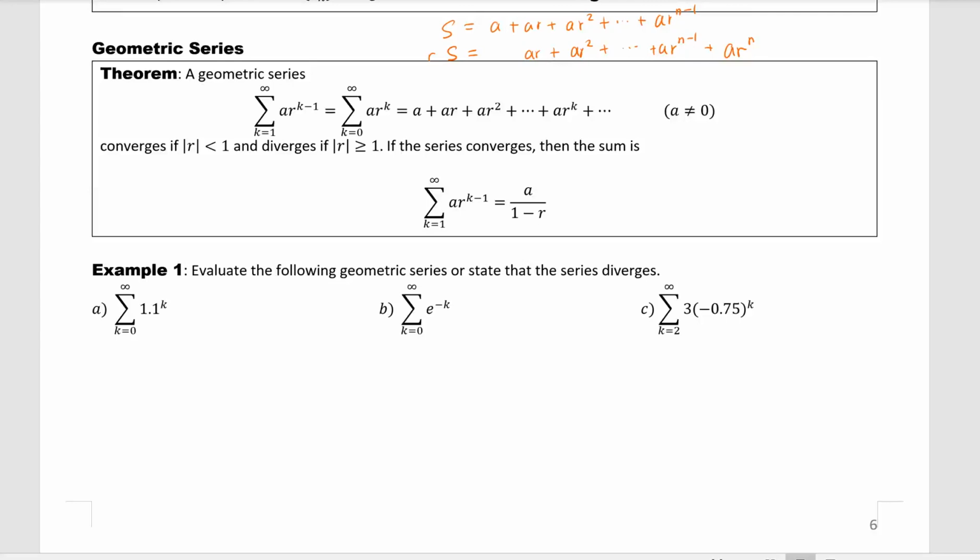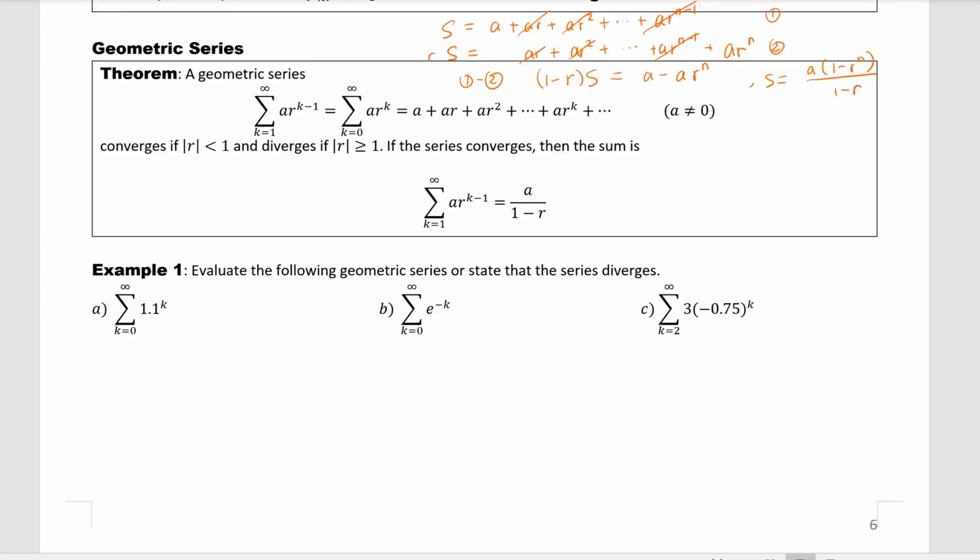So I'm going to use the first equation, subtract the second equation. Then what do we get? We get (1 minus r) times s equals a minus ar to the n. So you can see this cancels, and this cancels. So we can solve for s. So s is, we can also factor out the a, over 1 minus r.